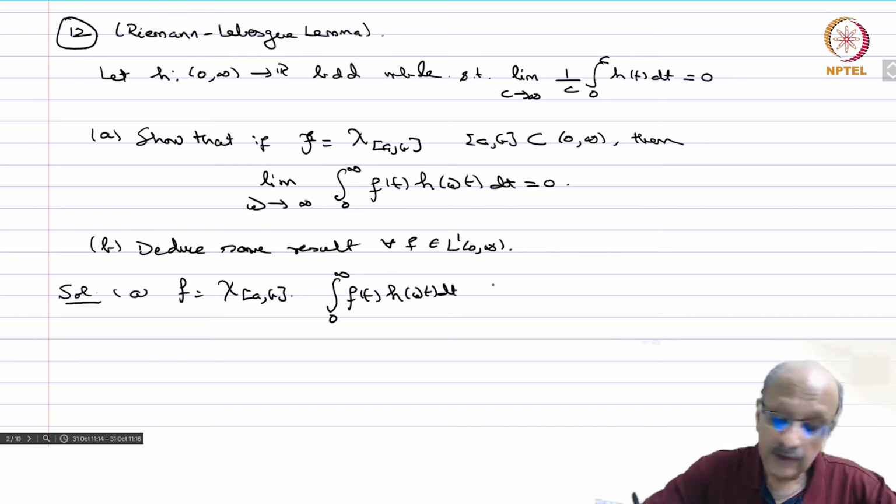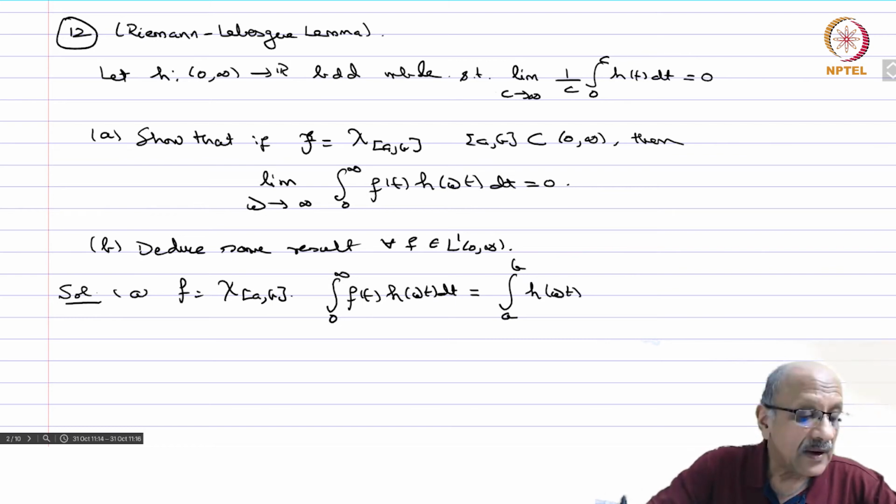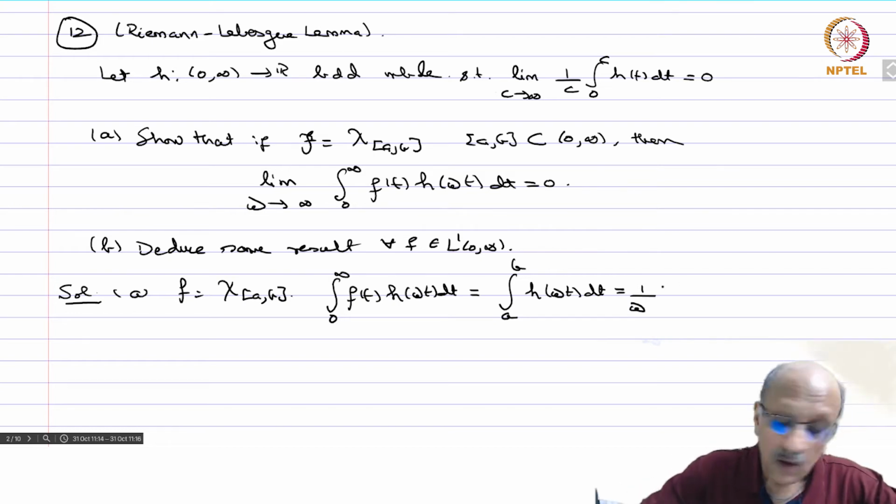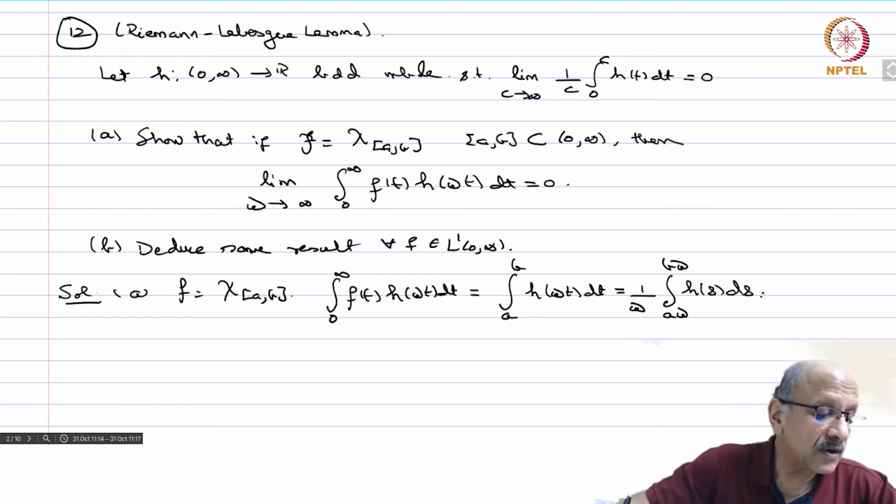So this is equal to the integral, because f is chi of AB, so this is just the integral from A to B of h of omega t dt. Since f is 1 on that interval, it's just this, which, if I make a change of variable, is equal to 1 over omega times the integral from a omega to b omega of h of s ds. So this is just a change of variable.